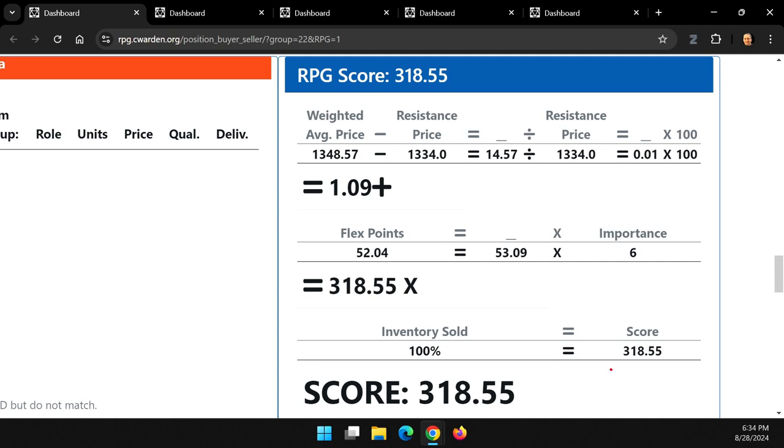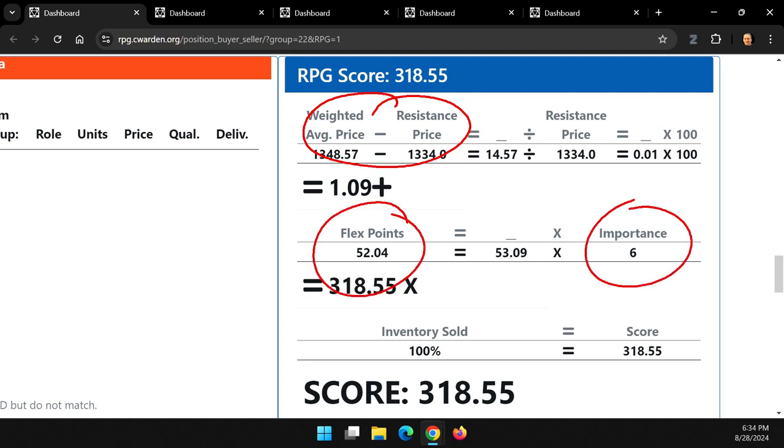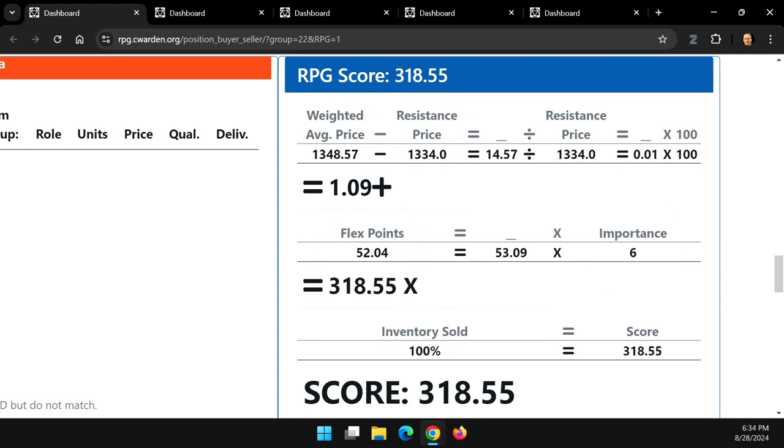And then we end up with our final score here, 318.55. So, price, resistance, flex points, importance, inventory. If you think about it this way, it's not too hard. It's pretty straightforward. Those are the key ideas. Okay, that was a seller. Let's look at a buyer.